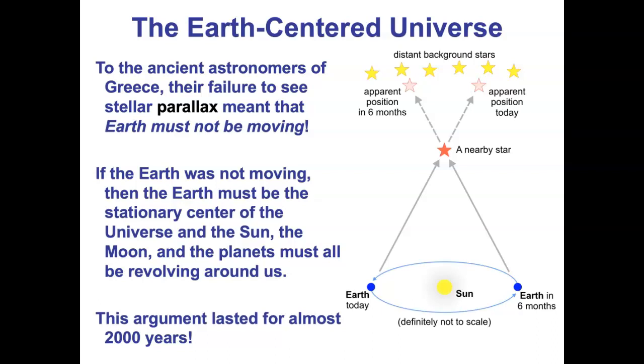There were groups of, I guess you could call them scientists, although the term scientist hadn't been invented yet. They were philosophers, right? Groups of philosophers arguing one way or the other. The Earth is at the center of the universe, and the sun goes around the Earth, or the sun is at the center and the Earth goes around the sun.